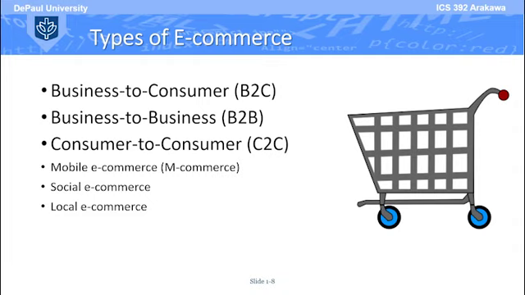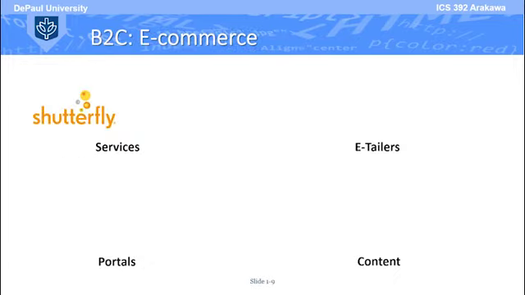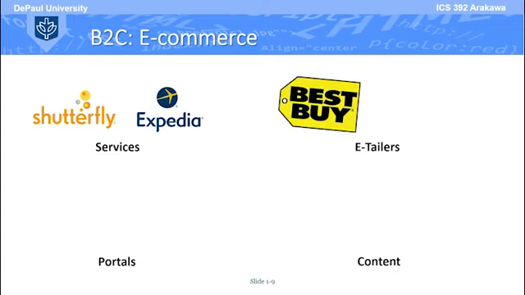Let's take a closer look at B2C e-commerce and some different subtypes. So we have services available. An example there is Shutterfly. You can get your pictures printed and put on mugs and calendars and so forth. Services include complex services like having flights, hotels, and rent-a-cars combined into a purchase, like Expedia. E-tailers are simply stores, with examples like Best Buy and Intel computers.